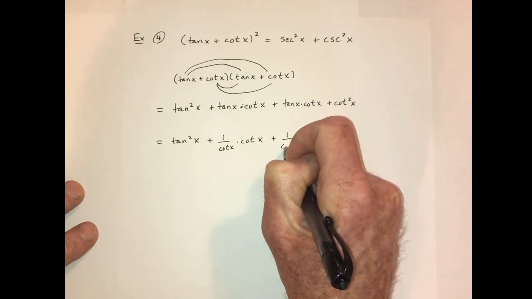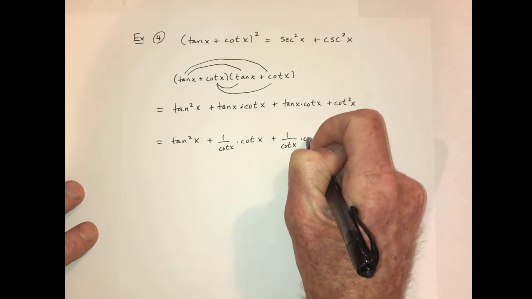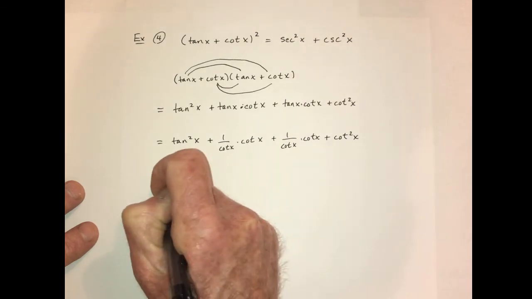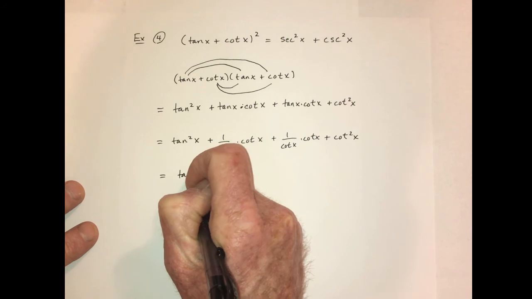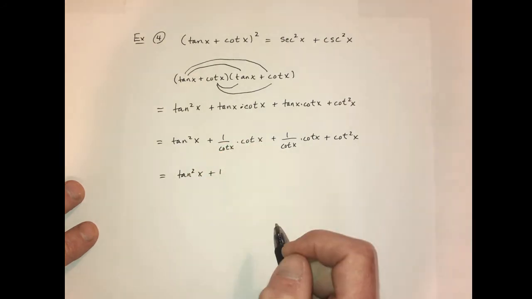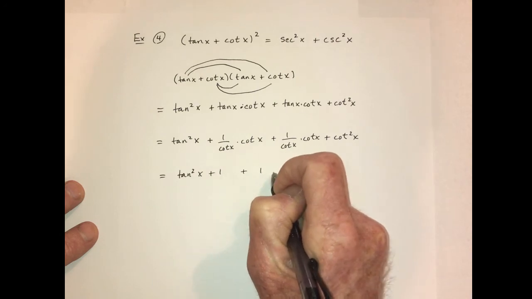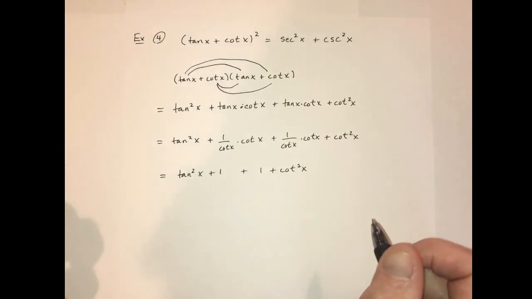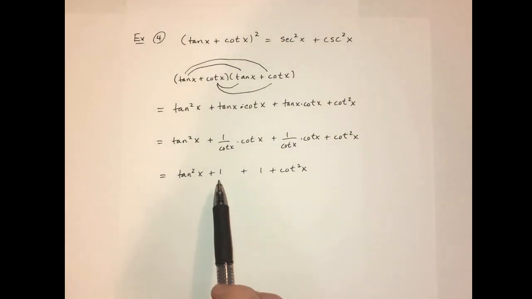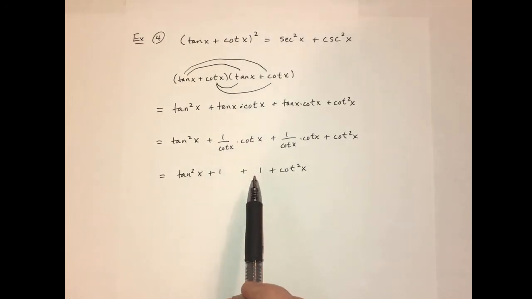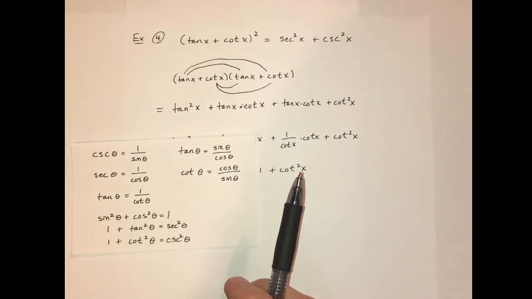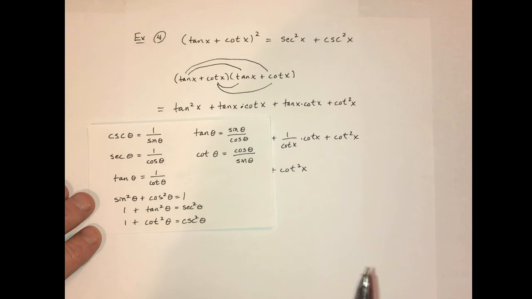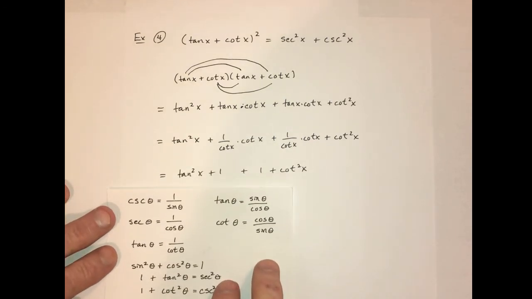Here also. And the rest of it will stay. So this is going to be tangent squared x plus 1, and then plus 1 plus cotangent squared. And you might be thinking right now, oh, Perkins has been on vacation a little too long because he should have just done 1 plus 1 equals 2. But I am looking forward to, or thinking about, these identities. They don't have a plus 2, they have a plus 1. So that's why I left it like that.